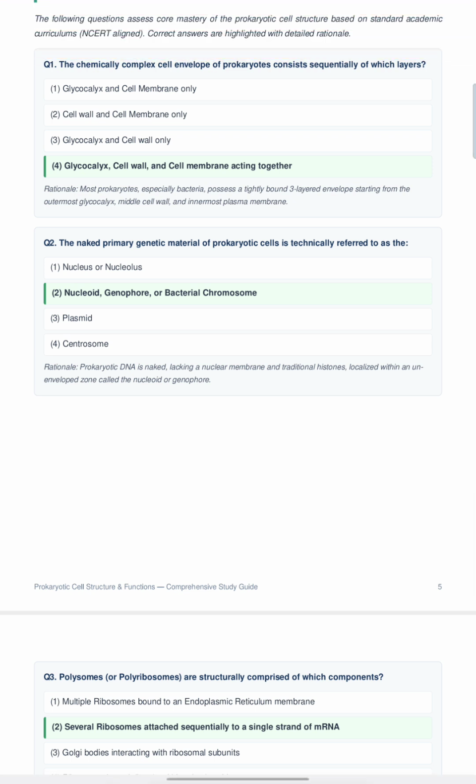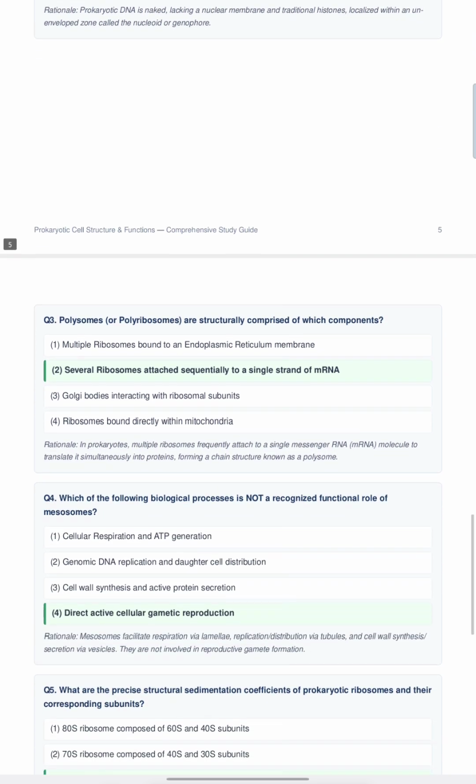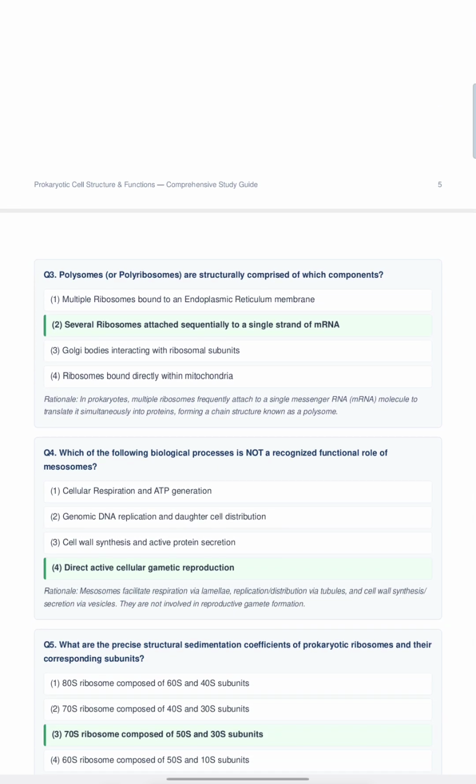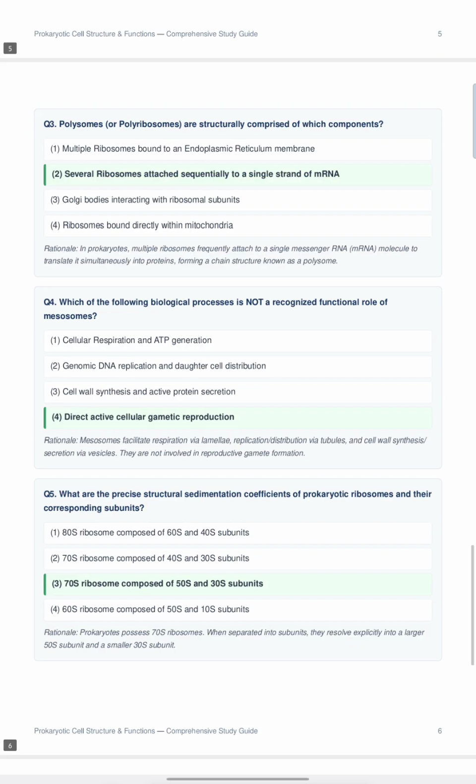Next, the primary genetic material of prokaryotes is technically referred to as the... The second one is the correct answer. Now, polysome, I think I have not taught you, but a polysome is a chain where ribosomes attach to a single mRNA chain. Now the third question.